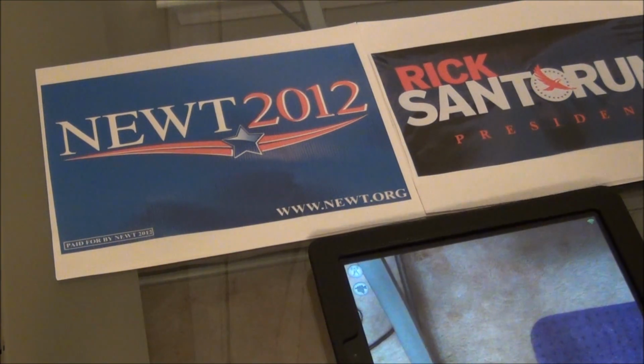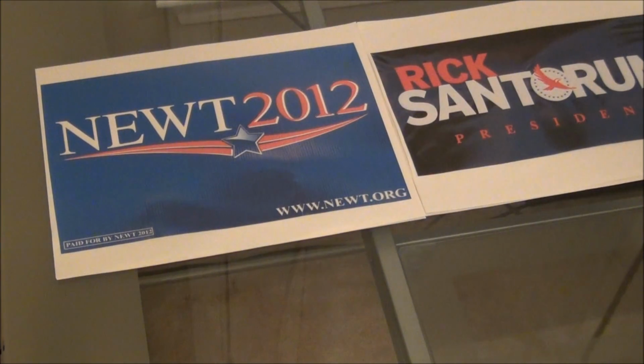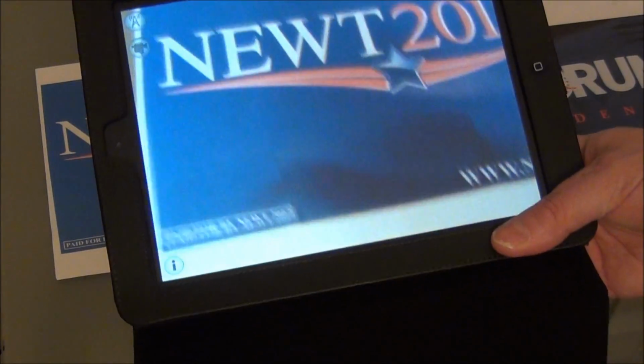I've also got my augmented reality browser right here set up and ready to go. And I thought it'd be fun to show you what is embedded in these campaign banners. So let's look at the Newt first.